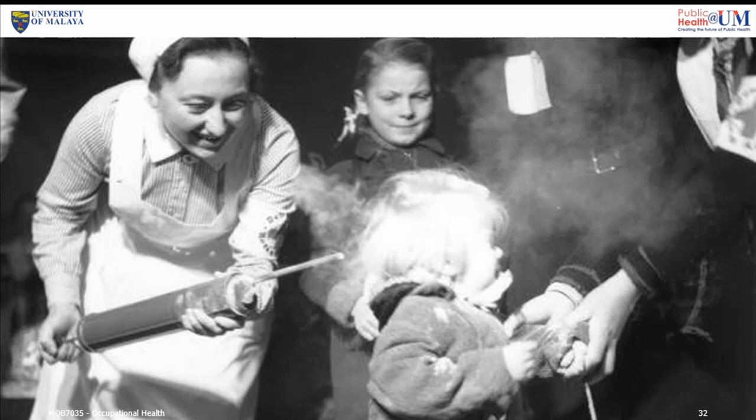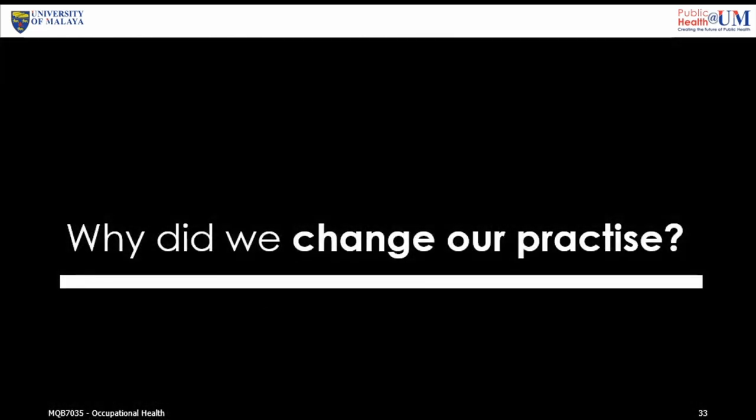So the idea of why we make the current decision on what we are using and what we're not using is based on what information we have. The reason we are not doing this type of activity anymore is because we have new knowledge on the risk of the activity. So the decision changes. So why did we change our practice? Yes, because we got more information.